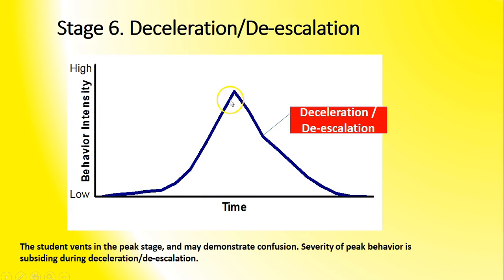In looking at the deceleration, de-escalation stage of behavior, we find ourselves after the peak of intensity on a decline. However, this individual is still in crisis mode. At this stage, the individual might seem a little bit confused. However, the severity of the behavior is now on a decline.